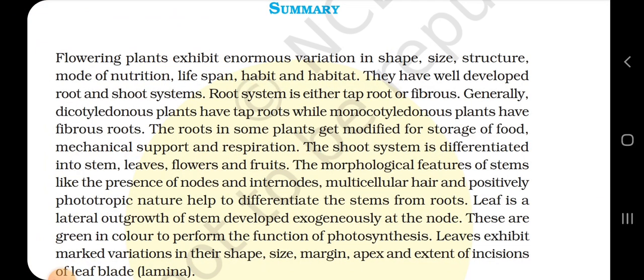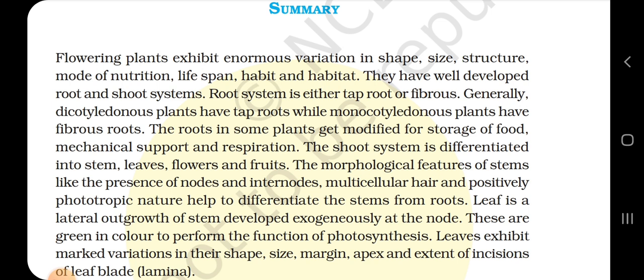Summary: flowering plants exhibit enormous variation in shape, size, structure, mode of nutrition, lifespan, habit and habitat. They have well-developed root and shoot systems. Root system is either taproot or fibrous. Generally, dicotyledonous plants have a taproot while the monocotyledonous plants have fibrous roots. The roots in some plants get modified for storage of food, mechanical support and respiration.